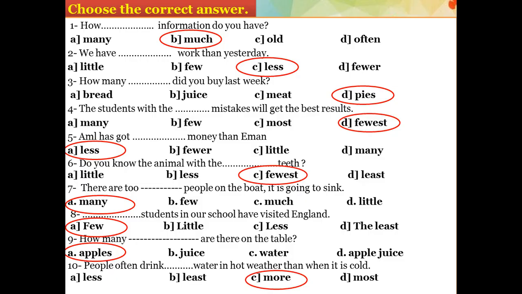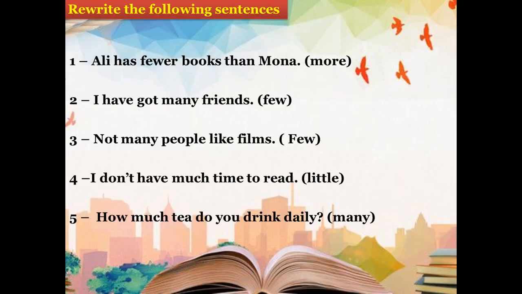Okay, good. Let's move to another type of exercise, which is rewrite. Rewrite the following sentences. Ali has fewer books than Mona. I have got many friends. Not many people like films. I don't have much time to read. How much tea do you drink daily? Okay, you need to write the sentences, but be sure that you are giving the same meaning. And as usual, you can pause the video and write down your own answers, then justify with me. Okay?